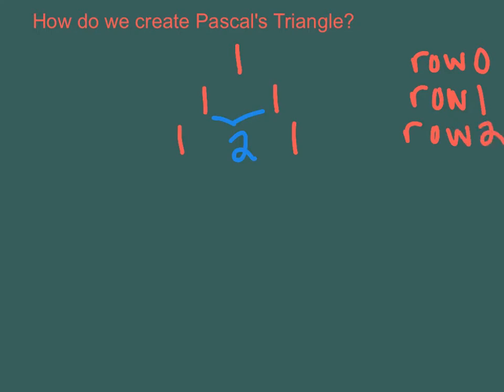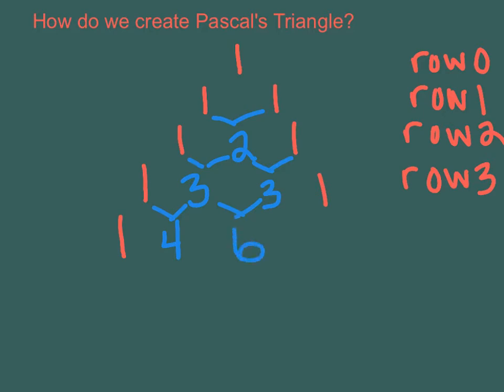We're going to do the same thing. 1. Add 1 and 2 together to give you 3. Add 2 and 1 together to give you 3. And then 1. So now we're on row 3. Okay, let's move down to row 4. So we have 1. 1 plus 3 is 4. 3 plus 3 is 6. 3 plus 1 is 4. And 1. So we're at row 4.